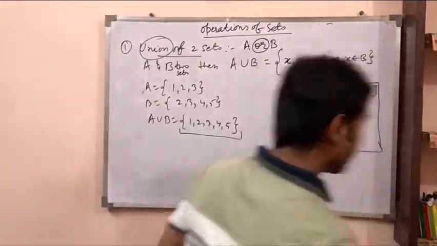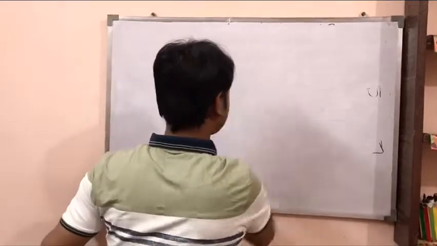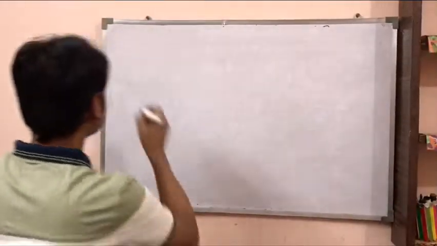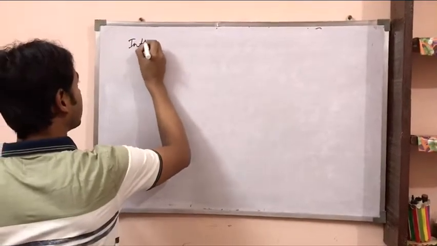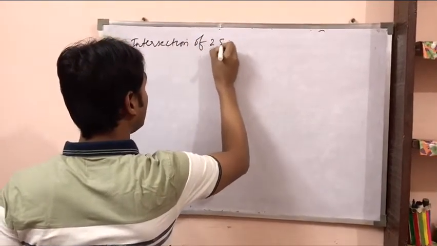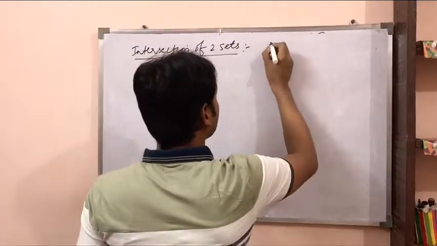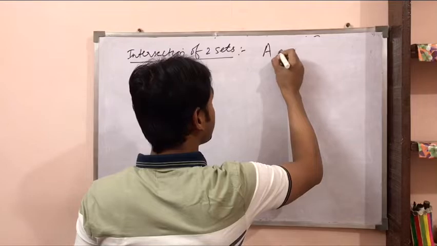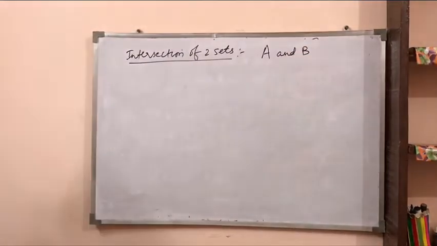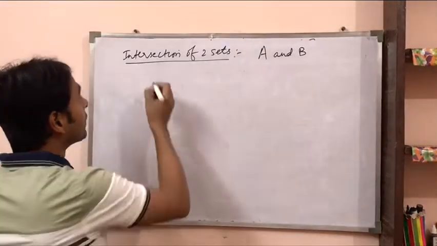Now I am coming to the next point, that is the intersection of two sets. We name this as A and B. In case of union, it was A or B. In case of intersection, this is A and B.